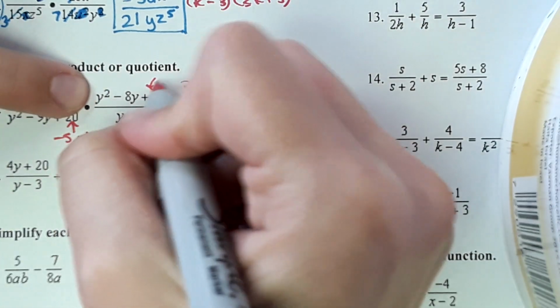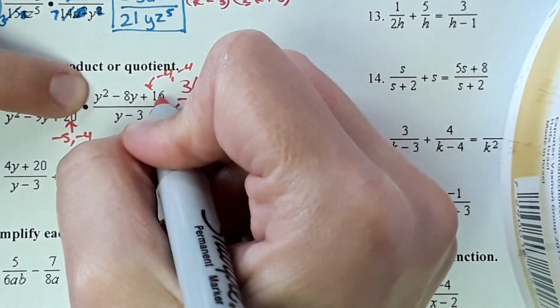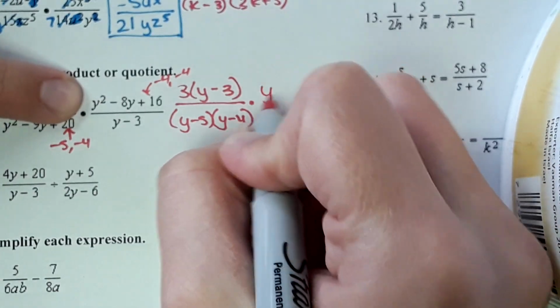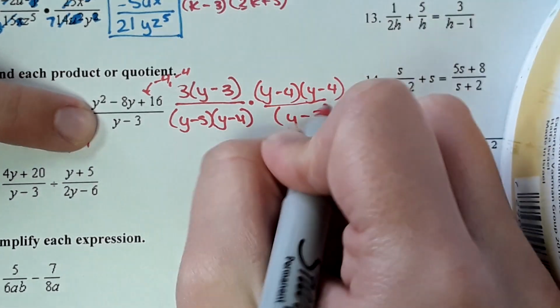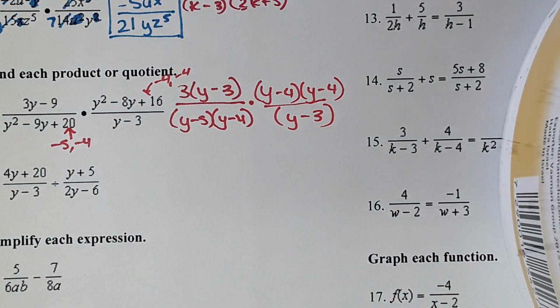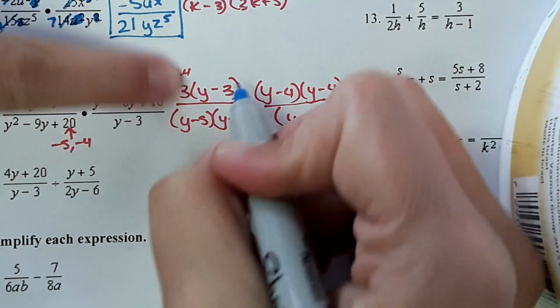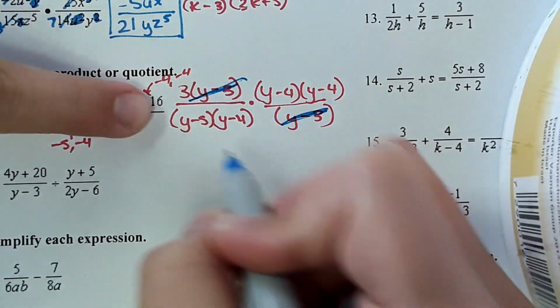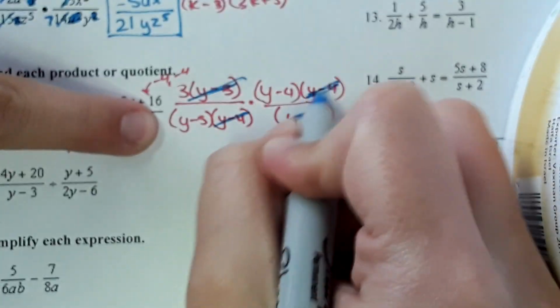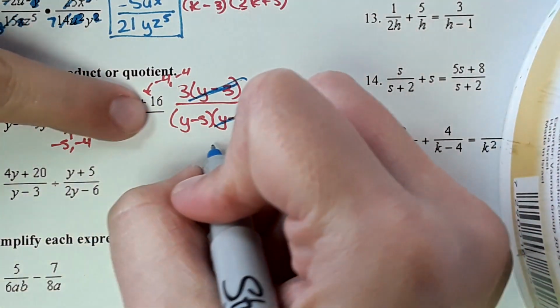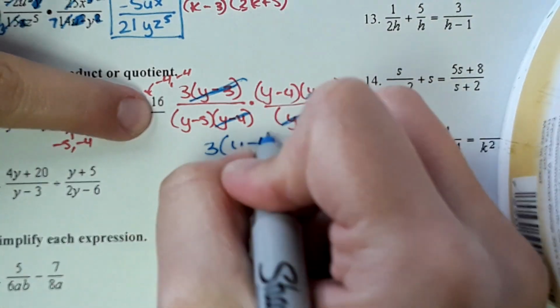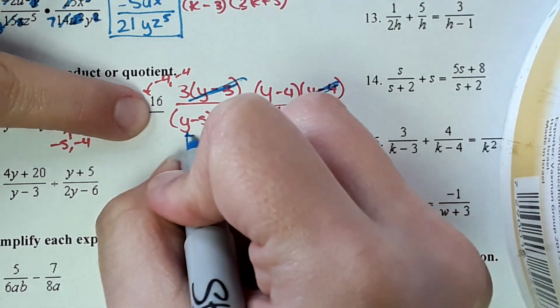Then factoring this, negative 4 and negative 4 would multiply to positive 16 and add to negative 8. So y minus 4 over y minus 3. Okay. Step 2, cancel anything that repeats on the top and bottom. So y minus 3 cancels here. You can cancel y minus 4. And take the leftovers and just write them together. So 3y minus 4 over y minus 5. You're done.